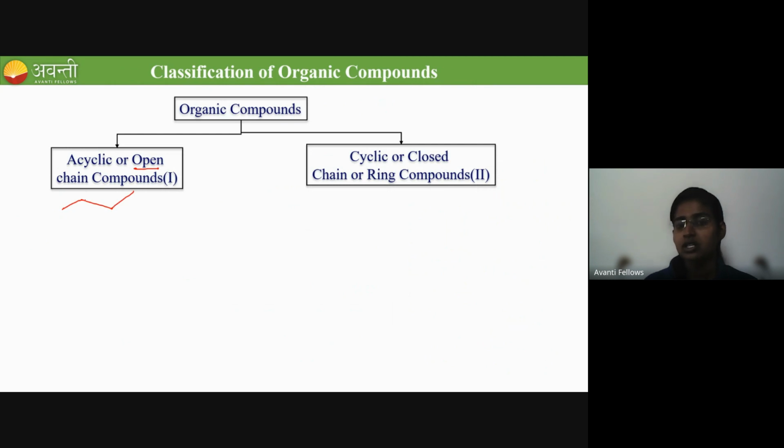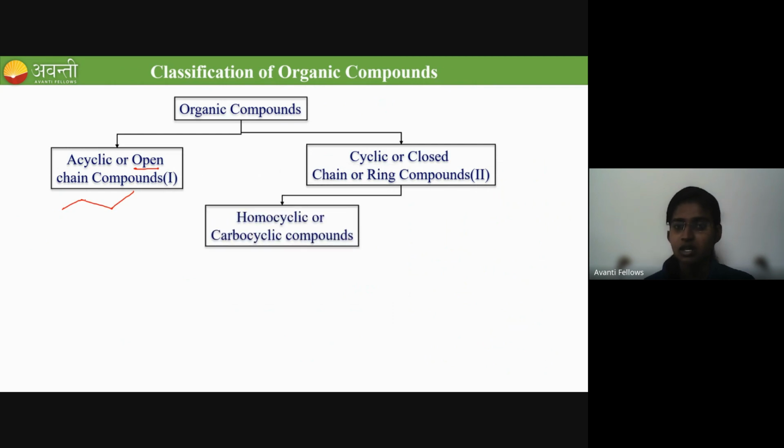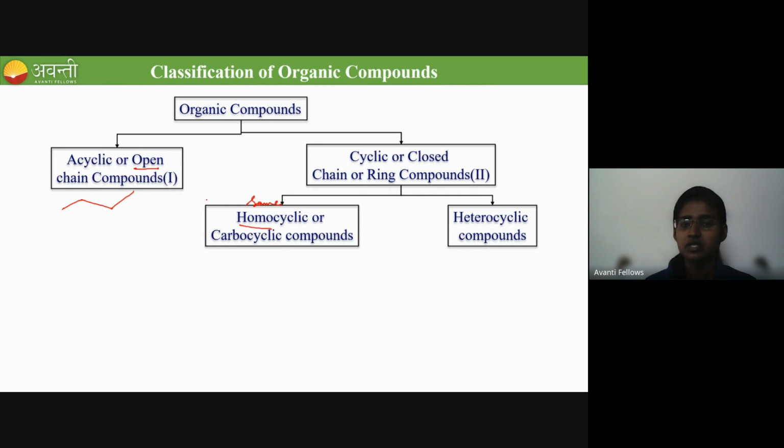Then coming to the closed chain compounds, they are classified again into two. One is homocyclic compounds, the other is heterocyclic compounds. What is meant by homo? Homo means same. So all the atoms which form the cycle will be the same. An example is cyclopentane, an example of a homocyclic compound. It is otherwise called a carbocyclic compound because in all cases, the carbon is the atom which forms the cycle. So that's why we call homocyclic compounds carbocyclic compounds.